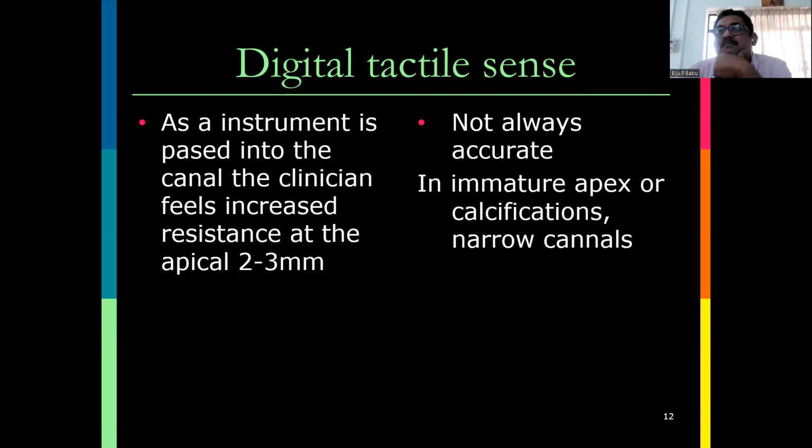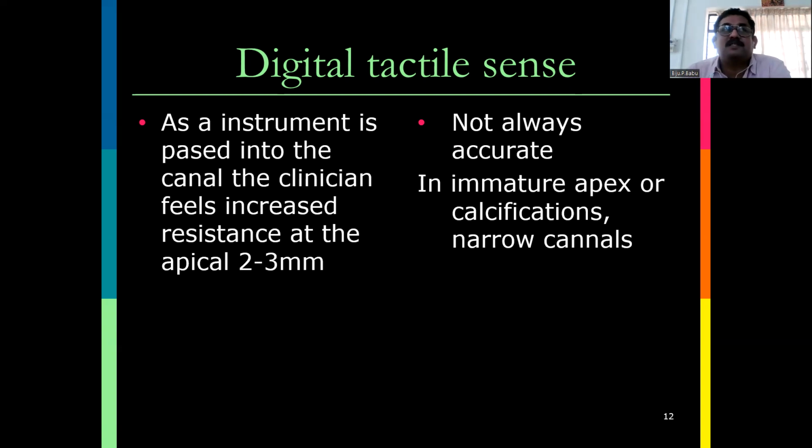So that is one method of determining the apical constriction. But this is not a very accurate method because it depends on the diameter of the instrument which you're going to place inside, and the diameter of your apical foramen. So it's not a very accurate method. And in a mature apex, calcified canal or narrow canals, these readings may change.